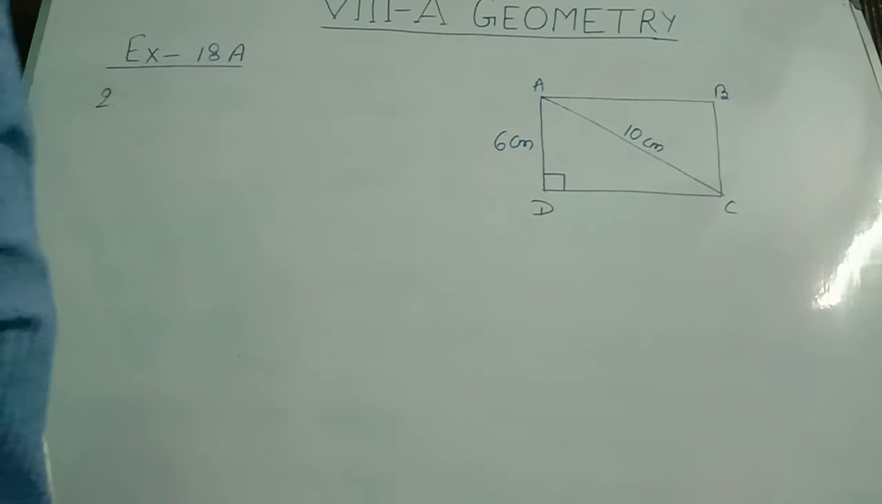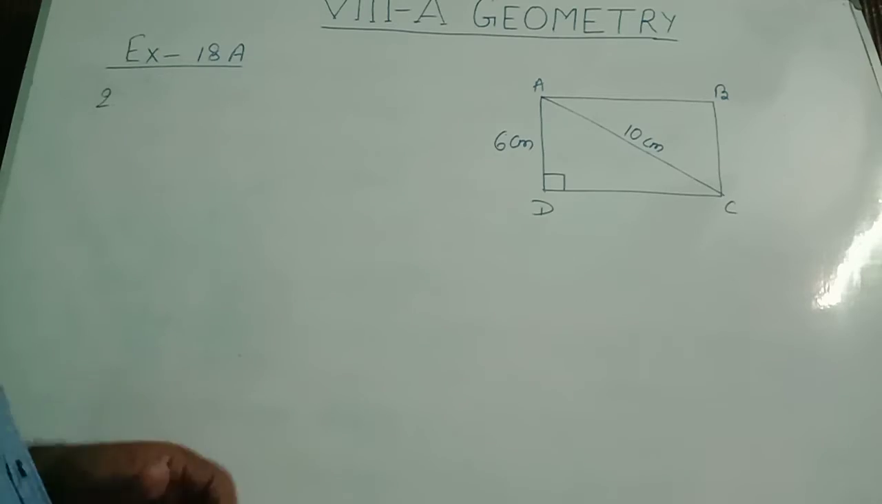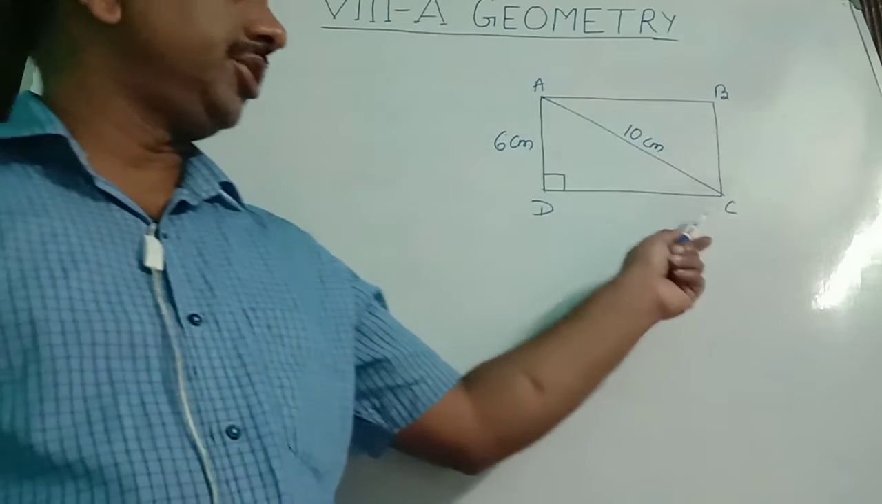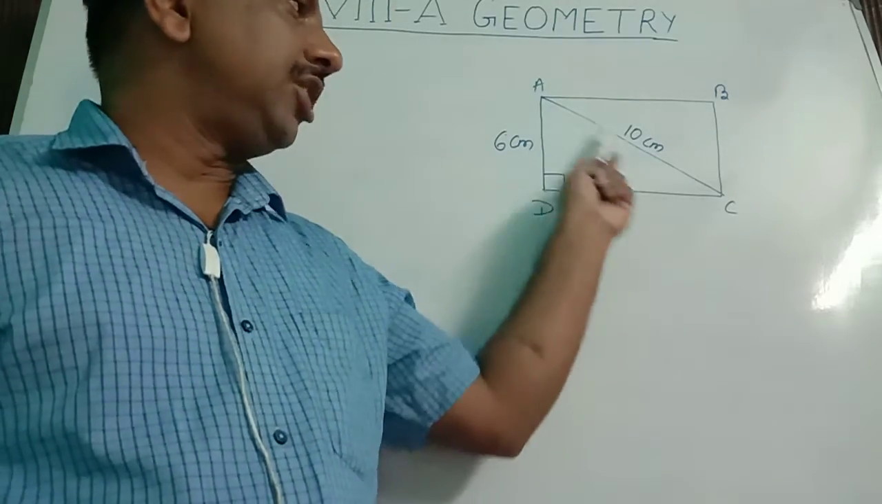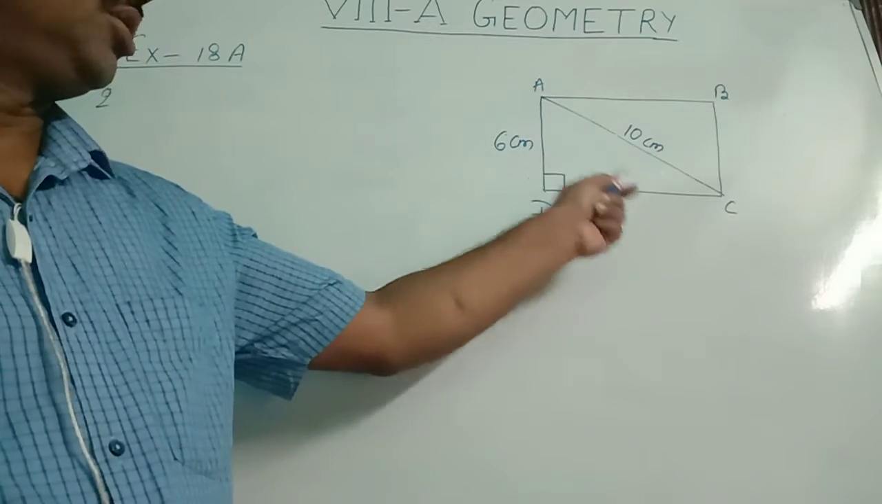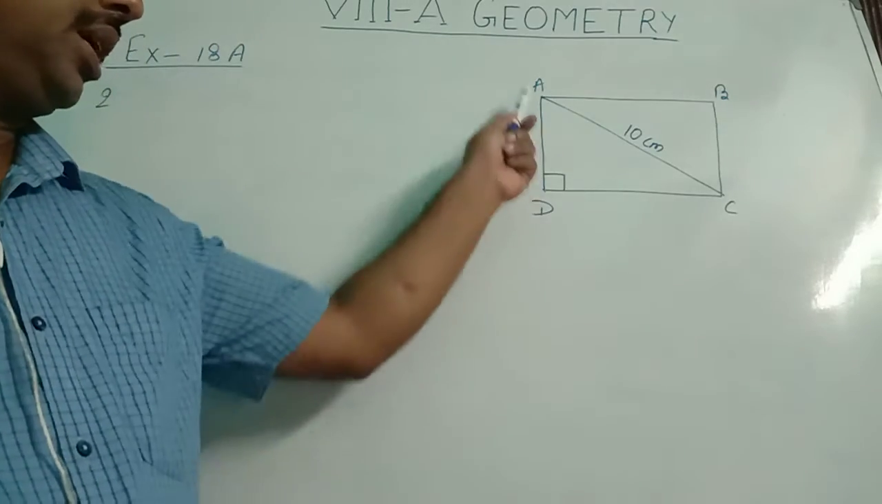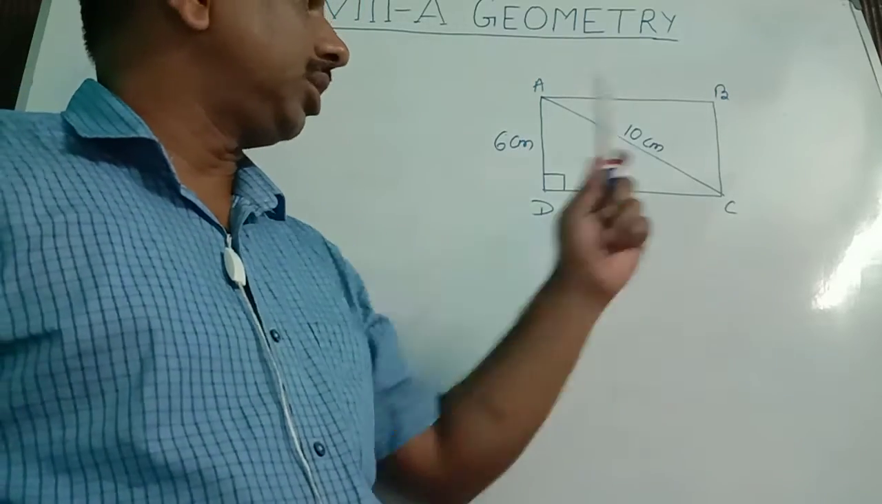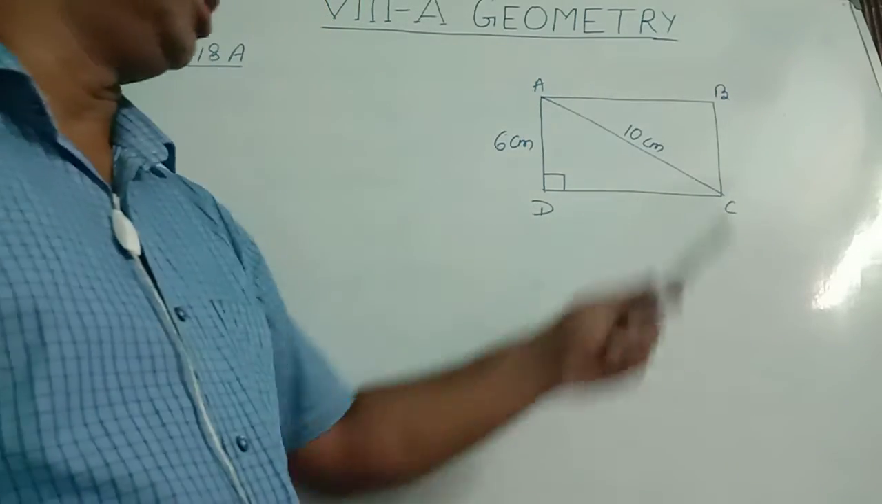In question number 2, in a rectangle, the diagonal is 10 centimeter and the breadth is 6 centimeter. Find the length and area. Suppose ABCD is a rectangle in which AC is the diagonal, because the line joining opposite vertices is the diagonal. The length of this diagonal is given as 10 centimeter and the breadth AD is 6 centimeter. We are asked to find the length. Suppose that length is CD.